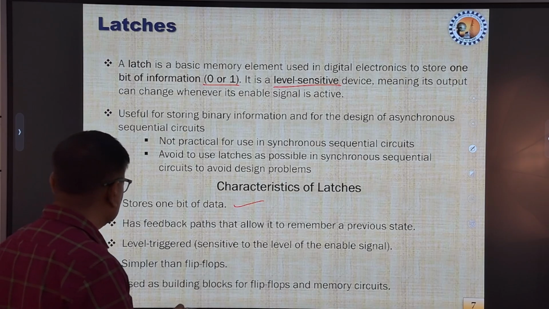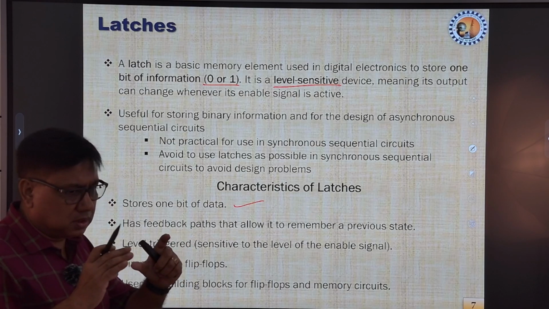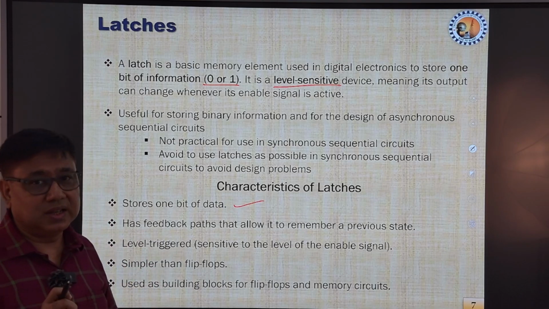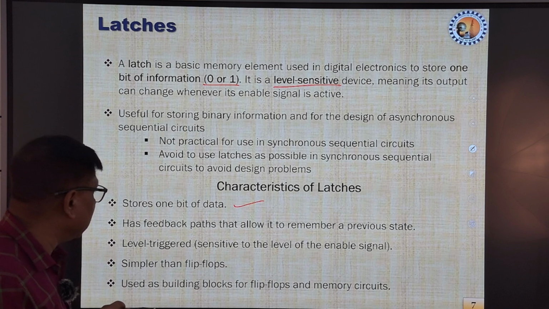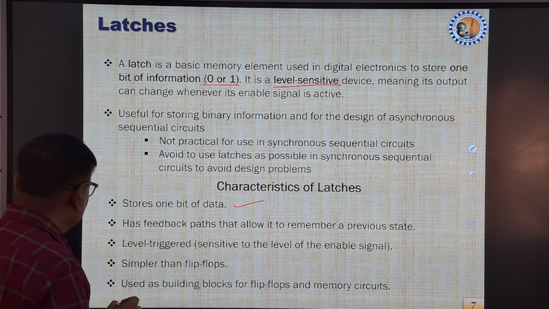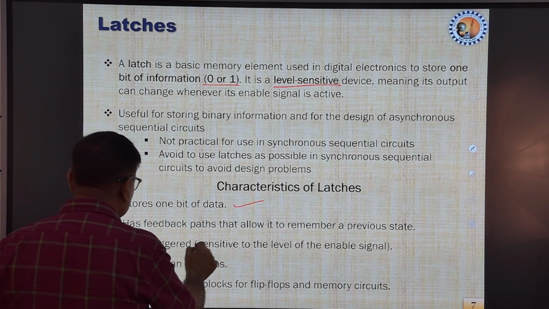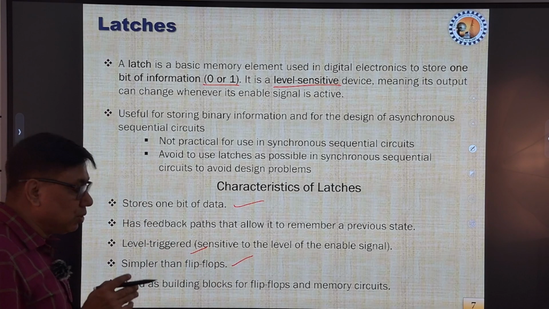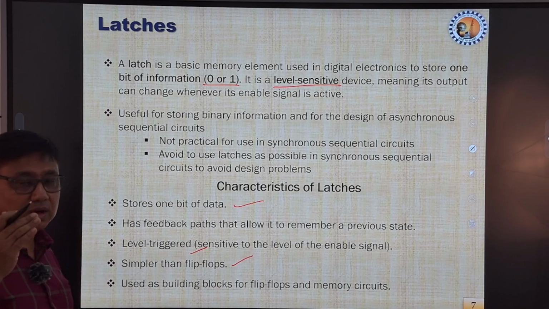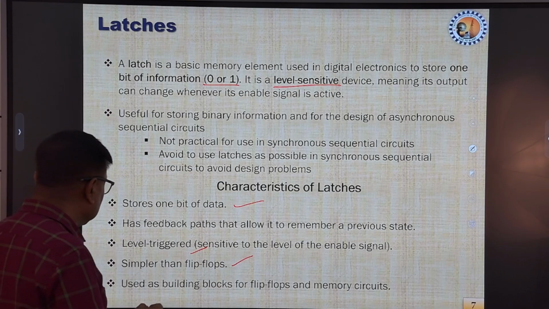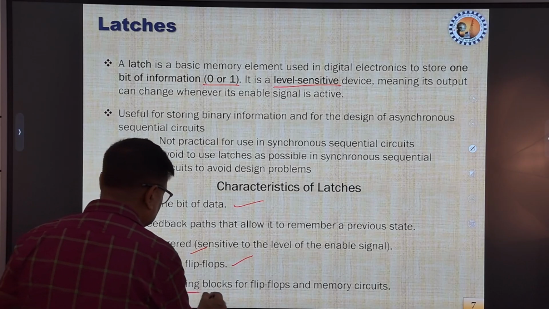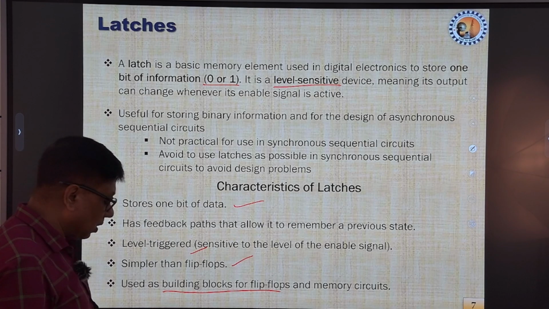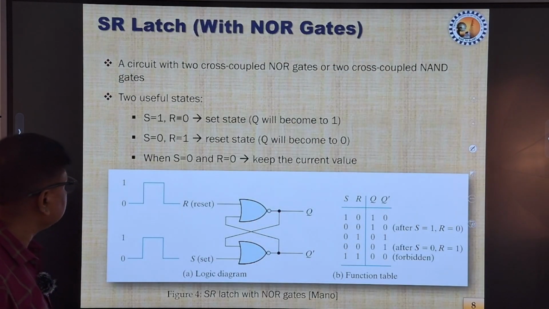We will explore that because the gates that are used to construct a latch, NOR gate or NAND gate, actually have feedback, and they are level triggered, and they are simpler than a flip flop. Actually a flip flop is the next version of the latch, and that has been reiterated here because latches are the building blocks for flip flops and memory circuits.